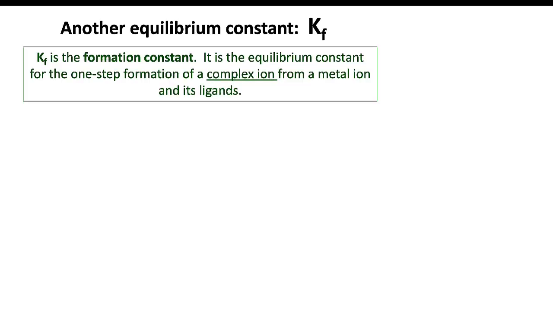A big theme again here is going to be that big K means equilibrium. That can apply to a huge range of reaction classes, and that subscript, in this case Kf being our new one, is going to refer to the equilibrium of a specific reaction, the formation of a complex ion here. As mentioned, we have a new equilibrium constant which is called Kf, the formation constant, or the equilibrium constant for the formation of a complex ion.